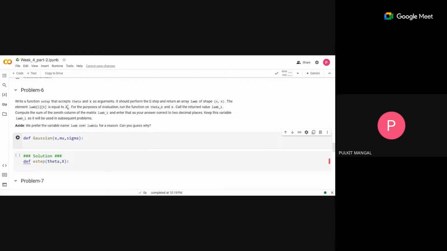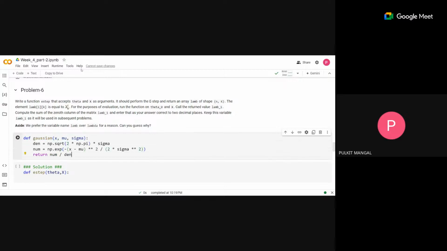So I will just copy paste from one of my previous ones. That was the denominator part, and it is the numerator part. And numerator by denominator, we will take the Gaussian.